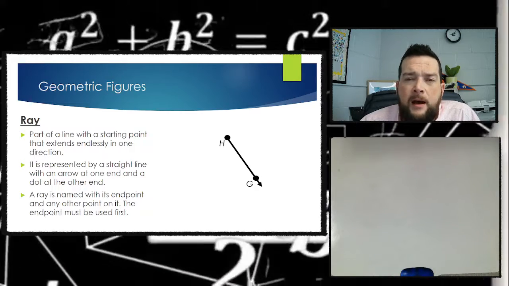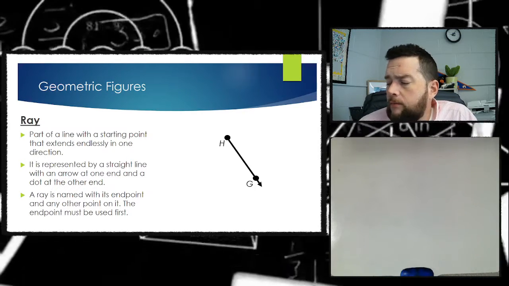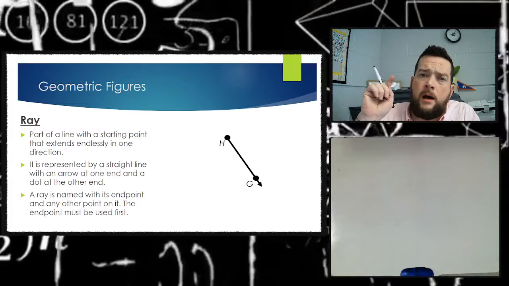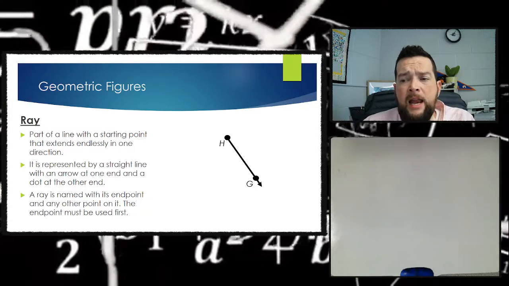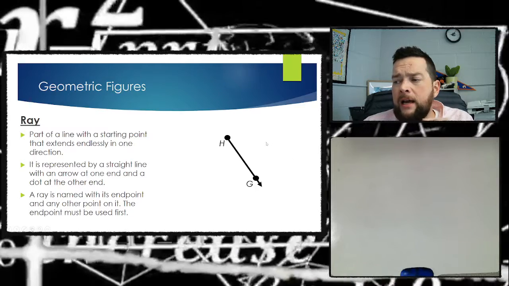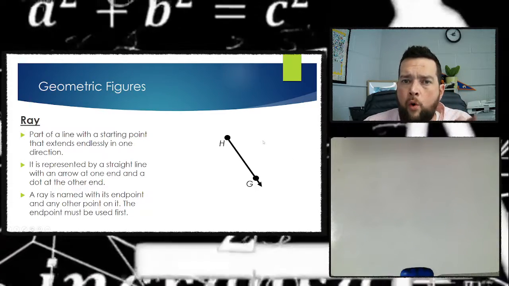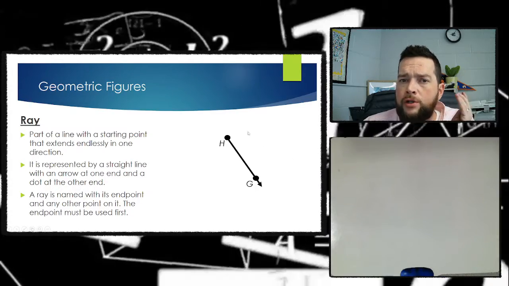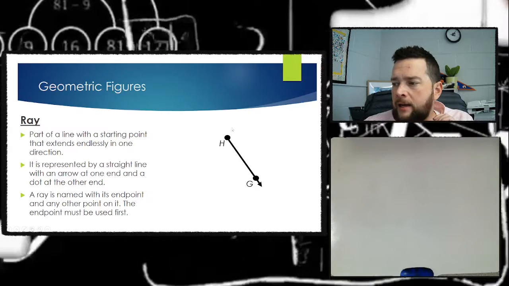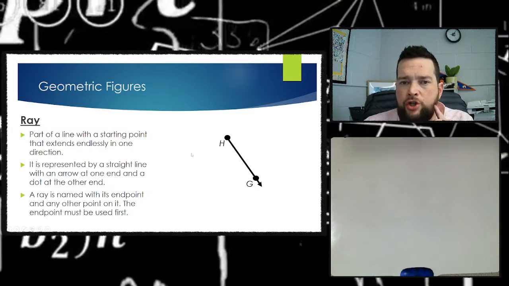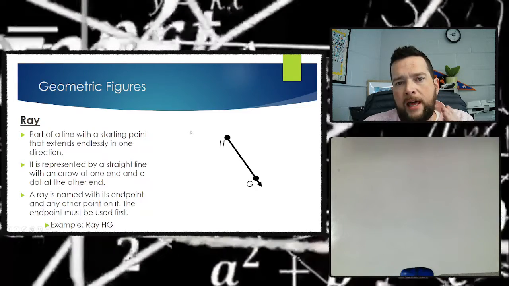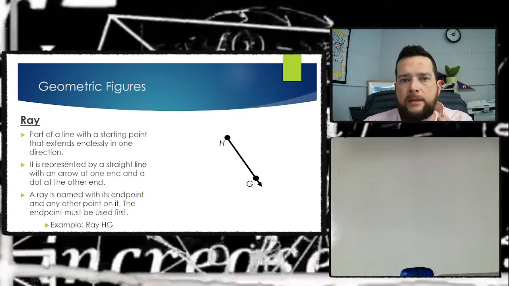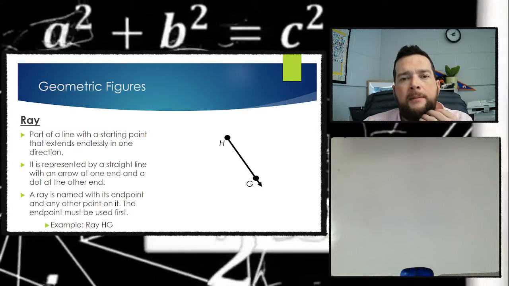All right, it's a great example of a starting point for a line and then extending in one direction endlessly. Now, when you're writing or titling a ray, the order of these letters does matter. You're going to use 2 points, like in this case right here, you have H and G. But the first letter has to be the endpoint, the starting point of that ray.